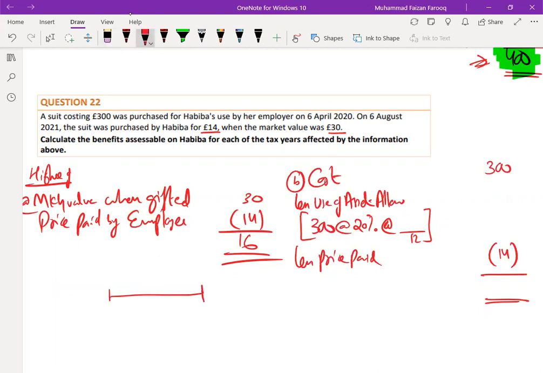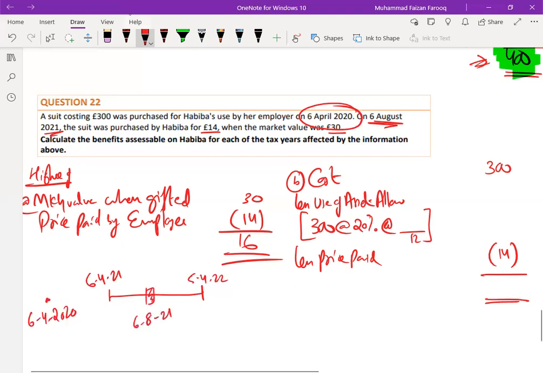This is my tax line. 6th April 21, 5th April 22. It's provided before the tax year, means this date is given here, and gifted, that is purchased by Habiba, sale at undervalue, that is market price was 30, he paid only 14, means as a gift during the tax year, which is 6 August 21. Now, here what we need, the months used during the tax year or the total months used.